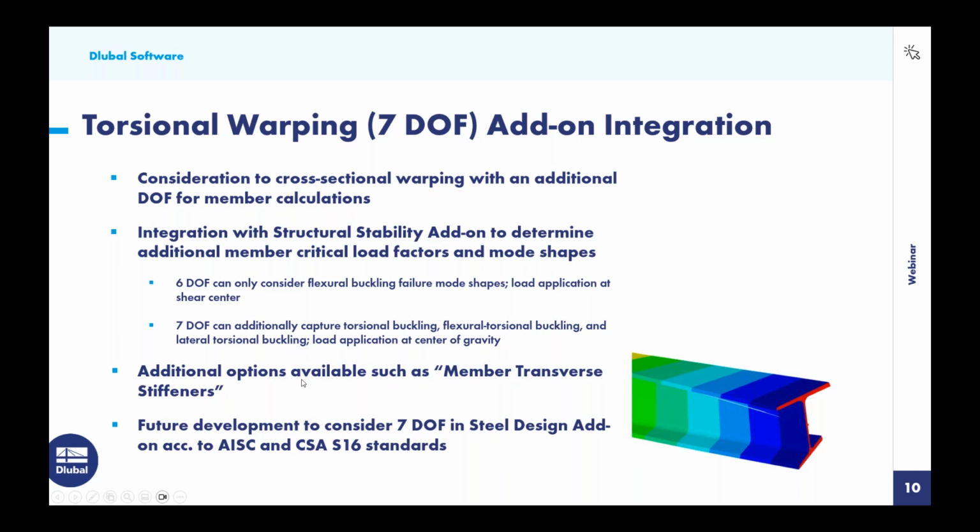What we will see in just a minute is that when we do enable this add-on, we do get additional options available to us, such as member transverse stiffeners to restrain the warping along the member length.